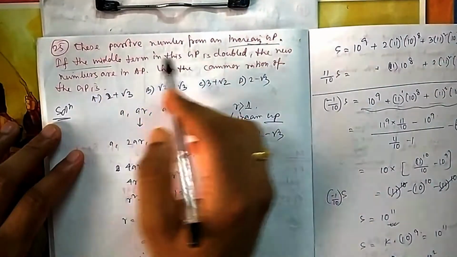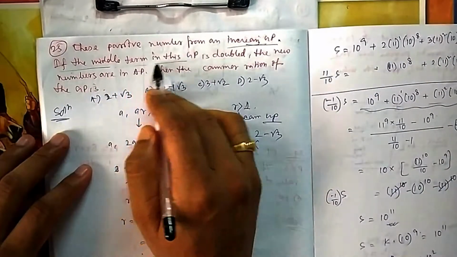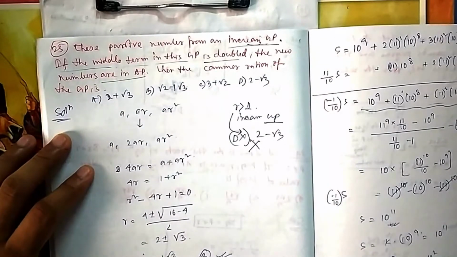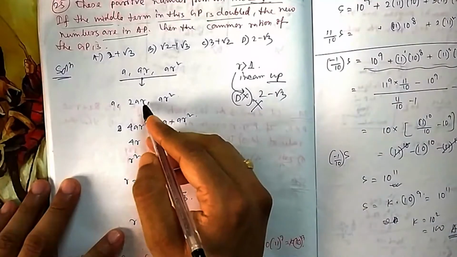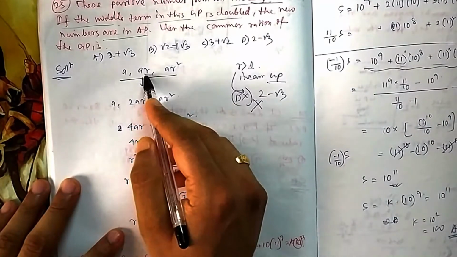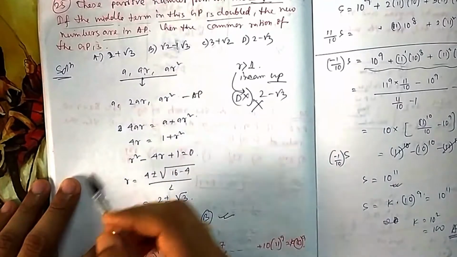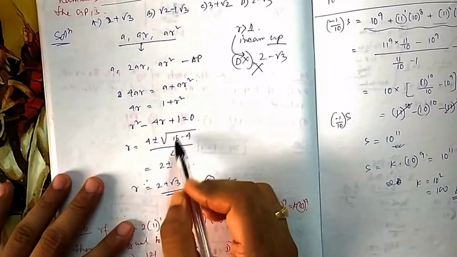If the middle term of this GP is increasing, it means your r should be positive. If the middle term of this GP is doubled, then the new numbers are in AP. What is the common ratio? This is the GP, and because it is doubled, ar becomes 2ar. Now it is becoming an AP. What is the formula for AP? 2b is equal to this plus this. So you apply this one, and you will get directly the value of r.